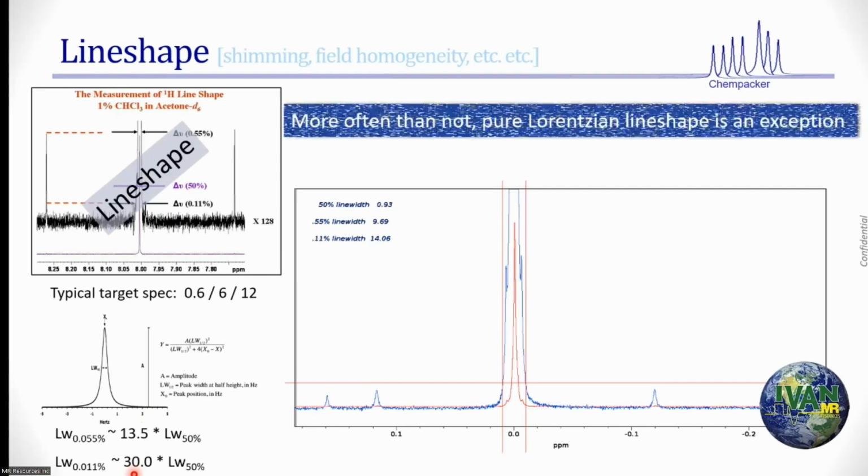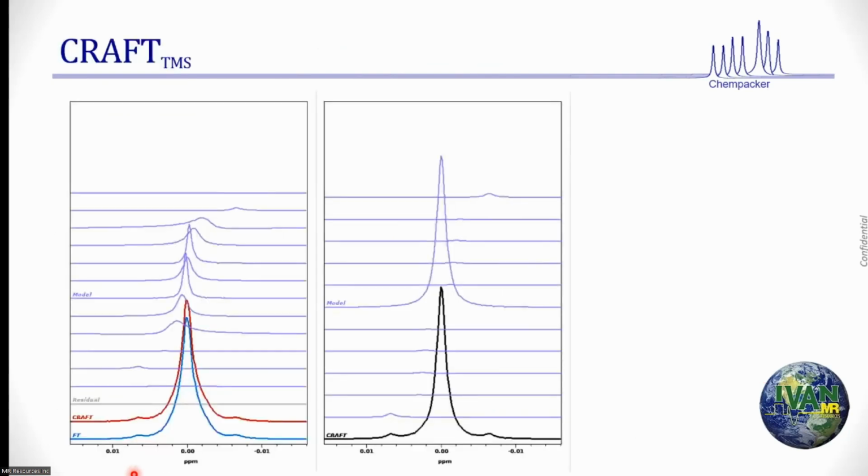So really, more often than not, pure Lorentzian is actually an exception in your spectrum. You are over-shimming, meaning when you say you have a narrow peak, you have actually made it inhomogeneous, so that the ensemble looks narrower when you do an FT. So visual is what we did. Shimming doesn't mean it's a homogeneous field. What should it have been if it were homogeneous? This is TMS.